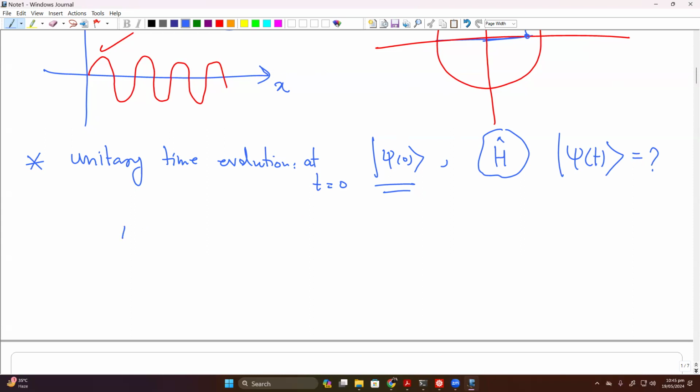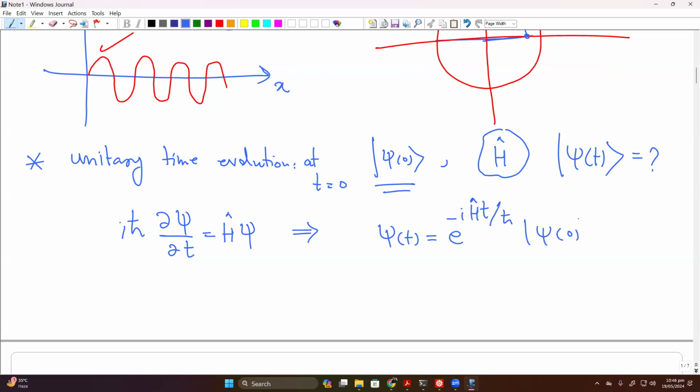For this purpose, we are going to solve Schrodinger's equation. Partial psi by partial t is equal to H psi. And if my Hamiltonian is time independent, then I can solve this equation, and the solution will look something like this. Psi of t as a function of time will look something like e to the minus i H t divided by h bar, and this will act on the state at t equal to 0.